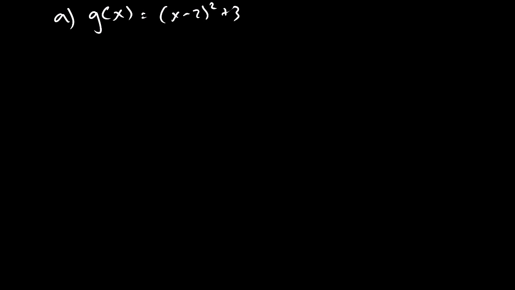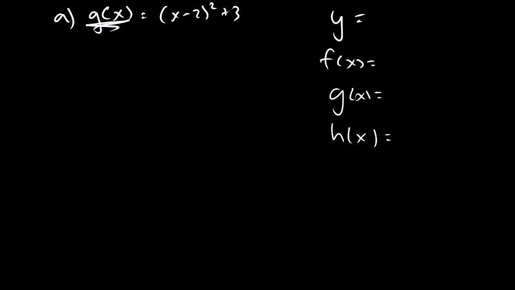Oh my gosh, Mr. Hill, g of x, I'm so confused. What does g of x mean? Well, we used to have y equals, then we upgraded to f equals. Now we're upgrading to g equals. All it is is just another name. We could have h equals for Mr. Hill. We could have t equals for the very awesome Mr. Hill.